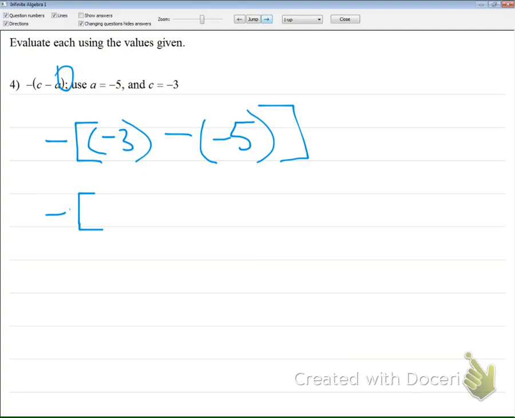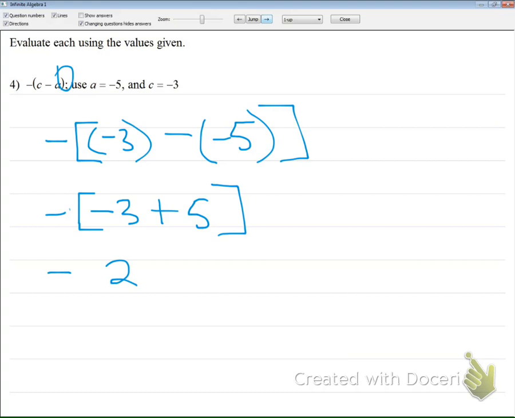I have a negative 3 minus a negative 5. Can't subtract, we change it to an add. So we keep the first number, change the sign, and change the second number. Keep, change, change. Negative on the outside. Negative 3 plus positive 5. Those are opposite signs, so we have to subtract. 2, and the bigger sign wins, so it's a positive 2.